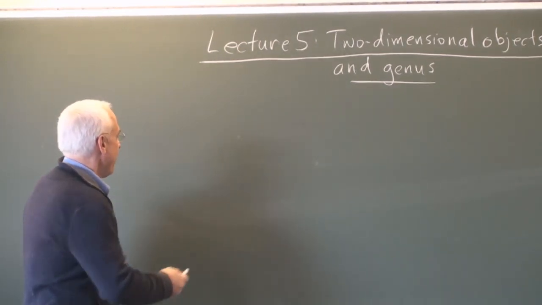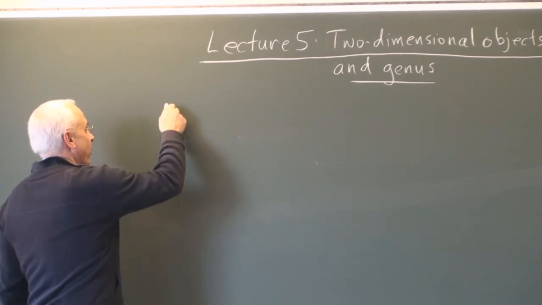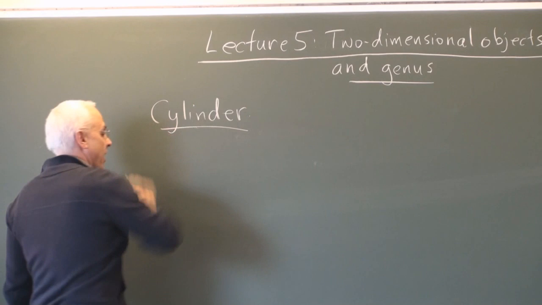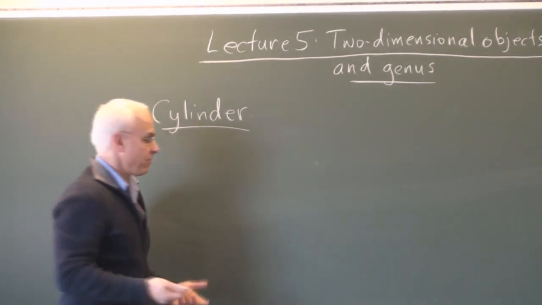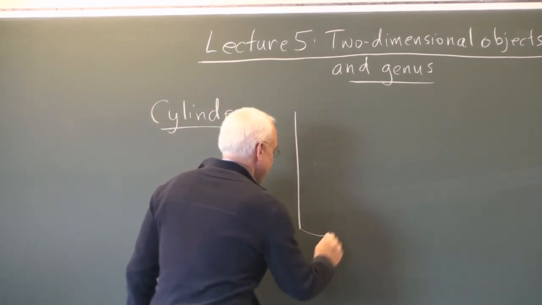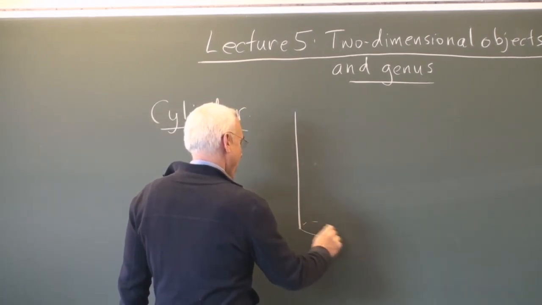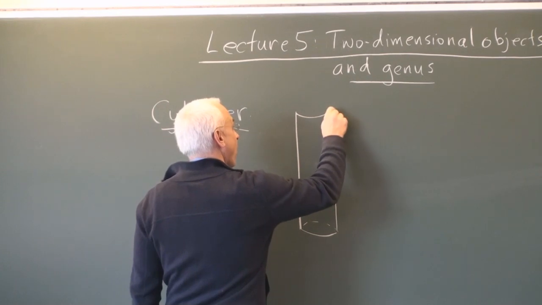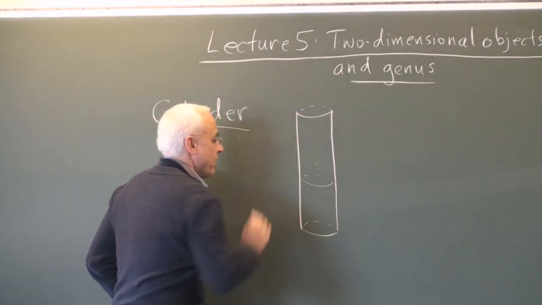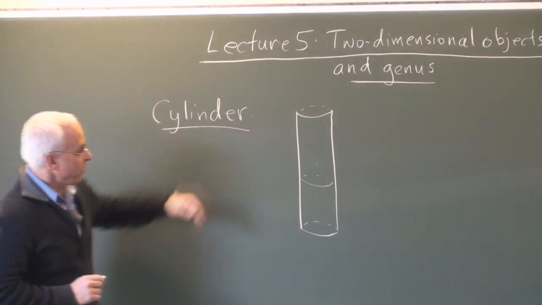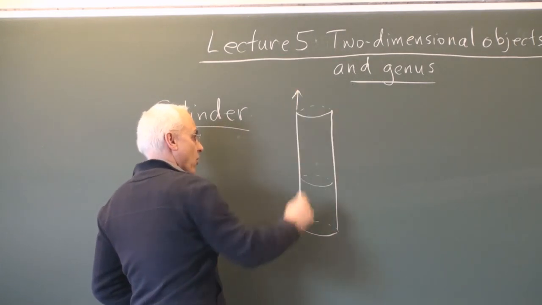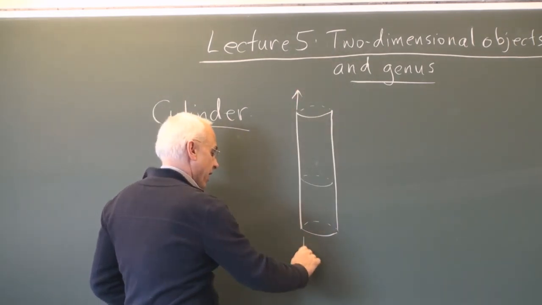two-dimensional objects. And the first one is actually pretty simple. It's just a cylinder. And a cylinder is, of course, pretty simple to describe. It looks like this. And it has a round cross-section. And then there's a question of whether it should go infinitely up or not. And we'll agree that it does go indefinitely up and down.